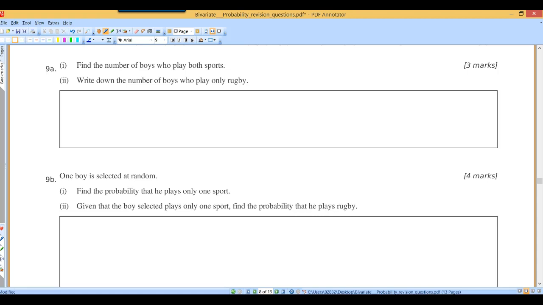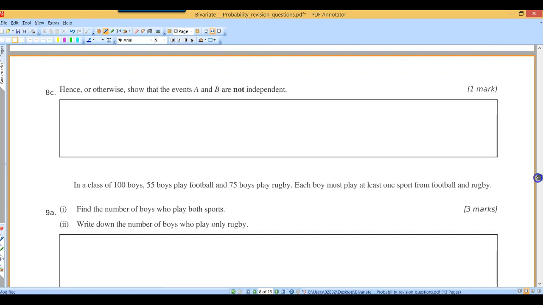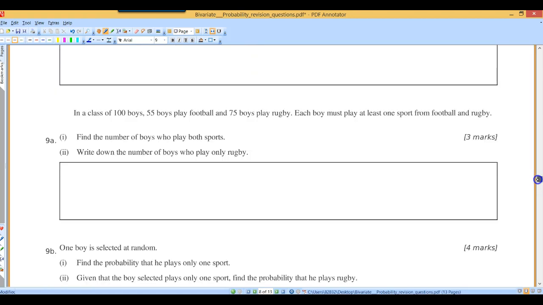Okay, I'm just going to do one more question. It's question 9. The number of boys. Okay, go right back up, sorry, I just can't see the question there. There it is. There's 100 boys. 55 boys play football. I think they've got to take one or the other. 75 boys play rugby. So we add those two together and get 130. So there's a 30 overlap that goes in there.